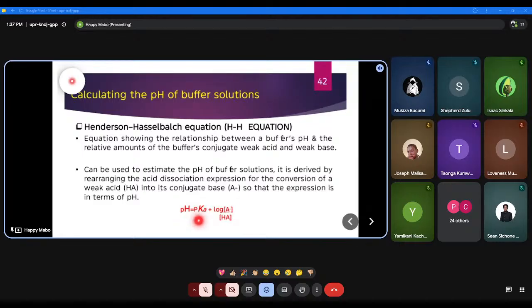You need to know the Ka value of your acid, which is the acid ionization constant. Then you find the pKa value, as though you are finding the pH of the Ka value. We have seen this before. Then you add the log of the ratio between the concentration of the conjugate base and its acid. The logarithm of the ratio, you add to the pKa value. So we need to master this particular equation.